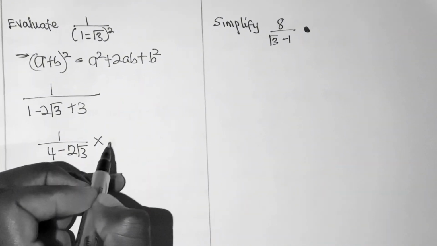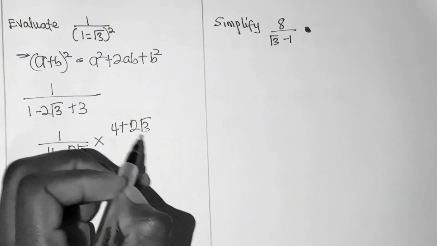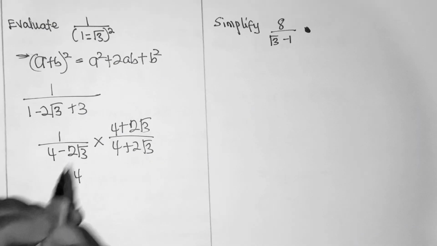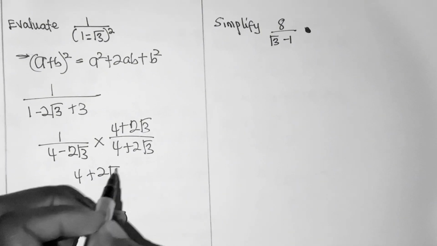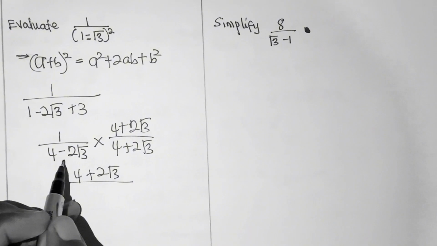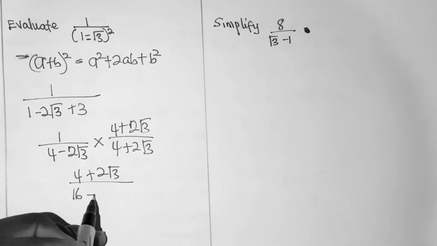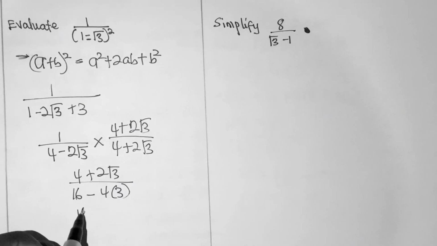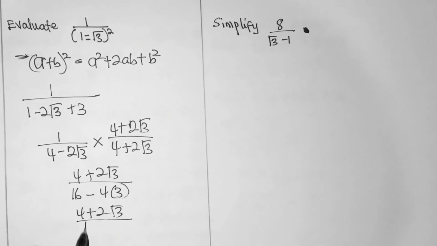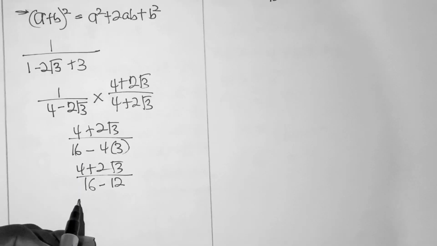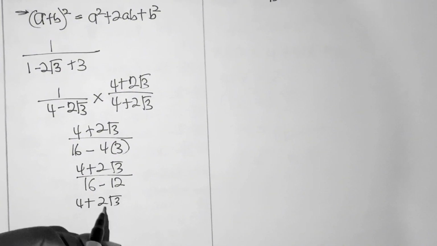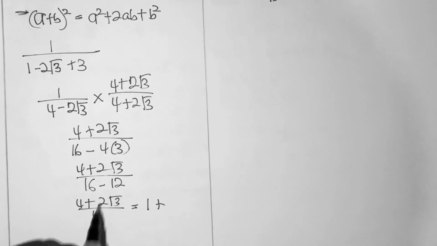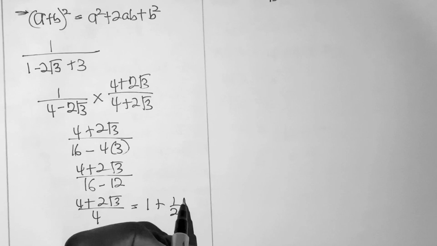So let's rationalize. Multiply by 4 plus 2 root 3 divided by 4 plus 2 root 3. So this becomes 1 times 4 is 4, 1 times 2 root 3 is plus 2 root 3, divided by the difference of 2 squares: 4 times 4 is 16, minus 2 times 2 is 4, then root 3 times root 3 is 3. So this becomes 4 plus 2 root 3 divided by 16 minus 4 times 3, so 16 minus 12, which is 4. So 4 divided by 4 is 1, and plus 2 divided by 4 is half root 3.